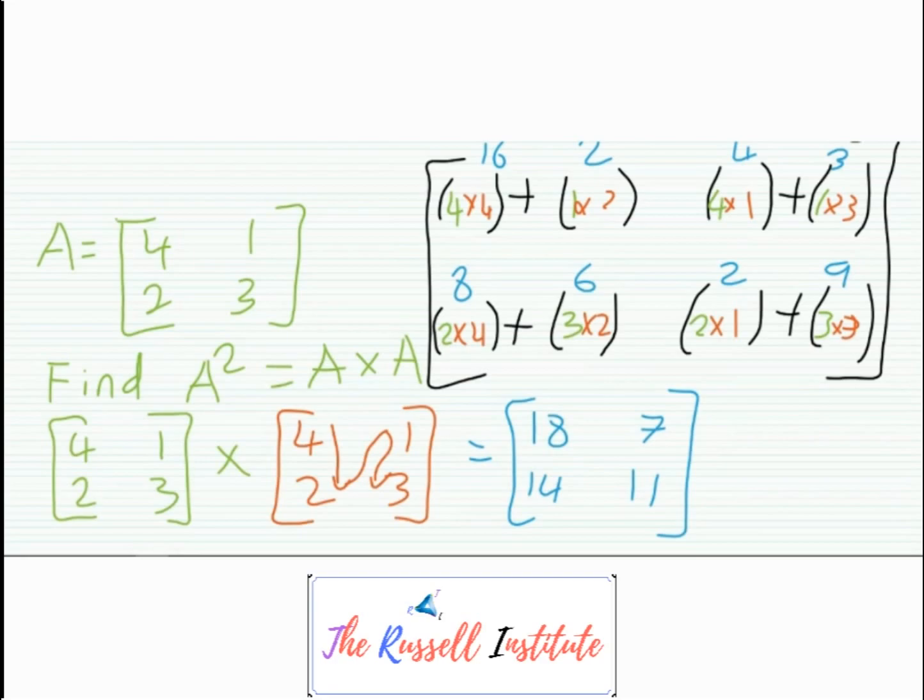Just remember, check, make sure these numbers match. They must match. And then these numbers must be the same as your first matrix: 4, 1, 2, 3. Once we know that that's the case, matrix multiplication is as easy as ABC.